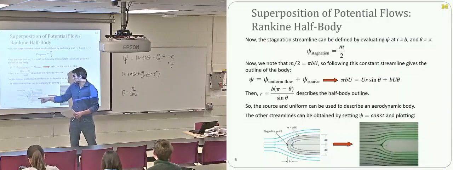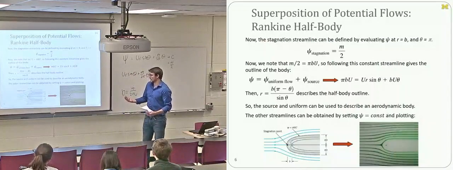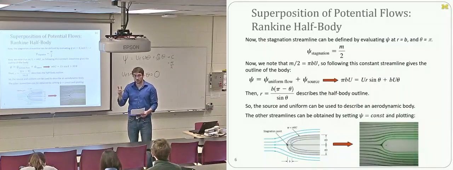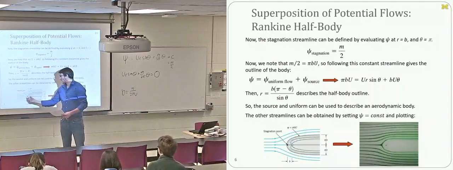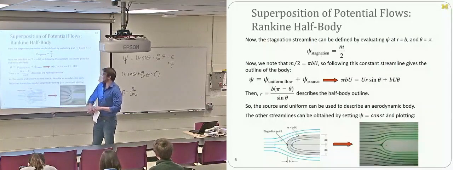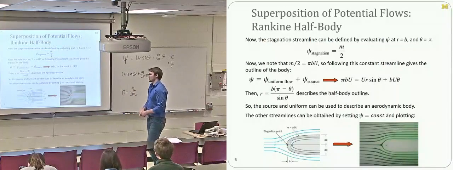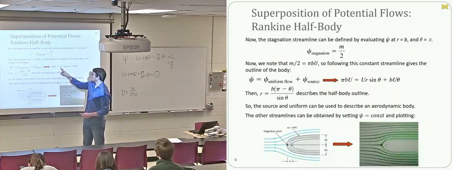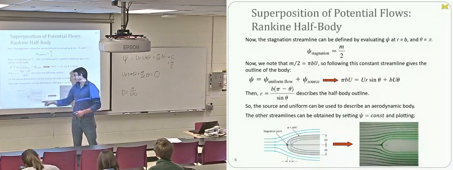So if this is pi b, we can see that the entire geometry of the problem is defined by three things: the inflow, the distance upstream of the stagnation point, and the strength of the source. And by going through these geometric considerations, we've shown that the relationship between the flow rate and the strength of the source can be completely constrained by our desired body geometry.